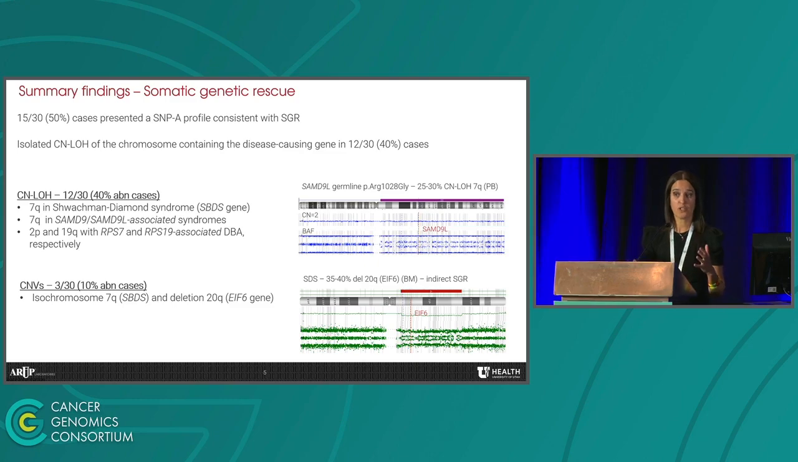Copy number variants were also present, but in a smaller percentage, in 10% of these abnormal cases with somatic genetic rescue. Some examples involve variants that are recurrently present in Shwachman-Diamond syndrome, such as isochromosome 7q, where there is very frequently a duplication of a hypomorphic allele, or deletion 20q, which is an indirect way of rescue by altering a gene belonging to the same pathway where the germline variant is acting.